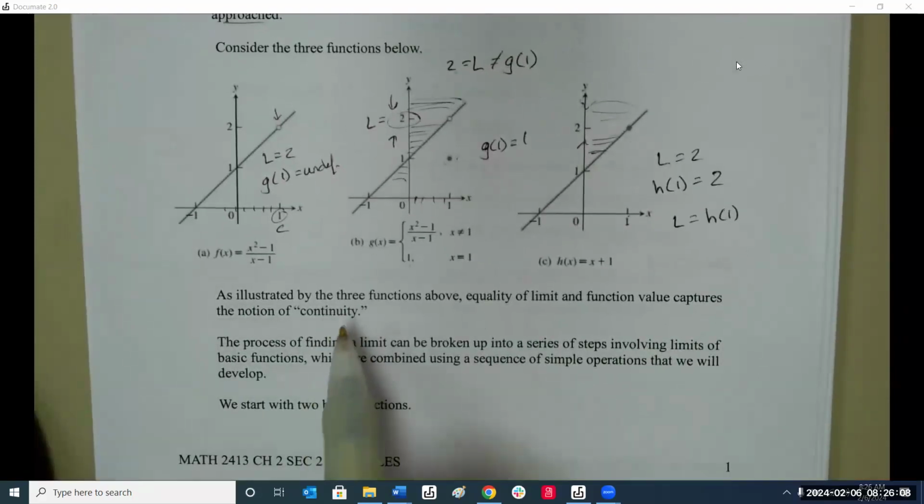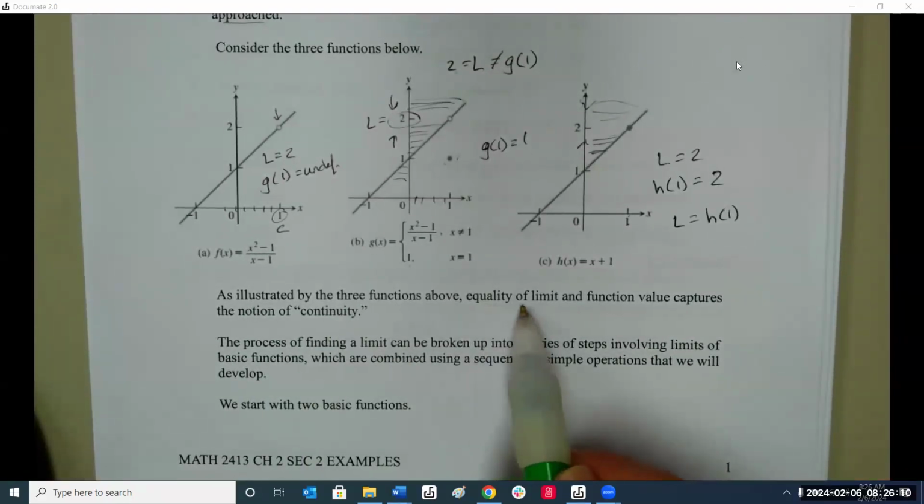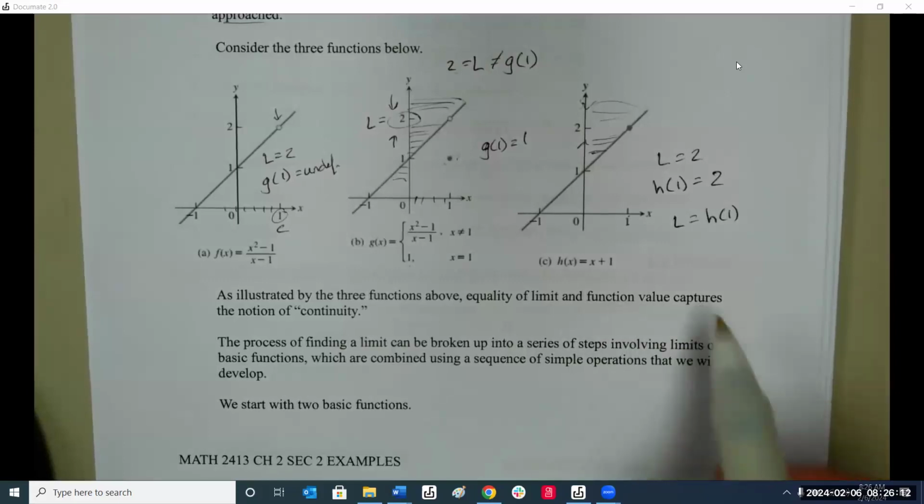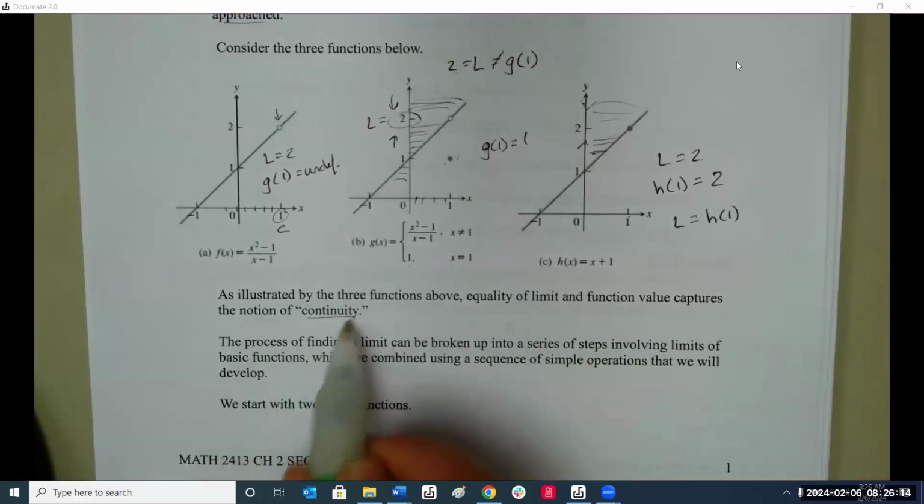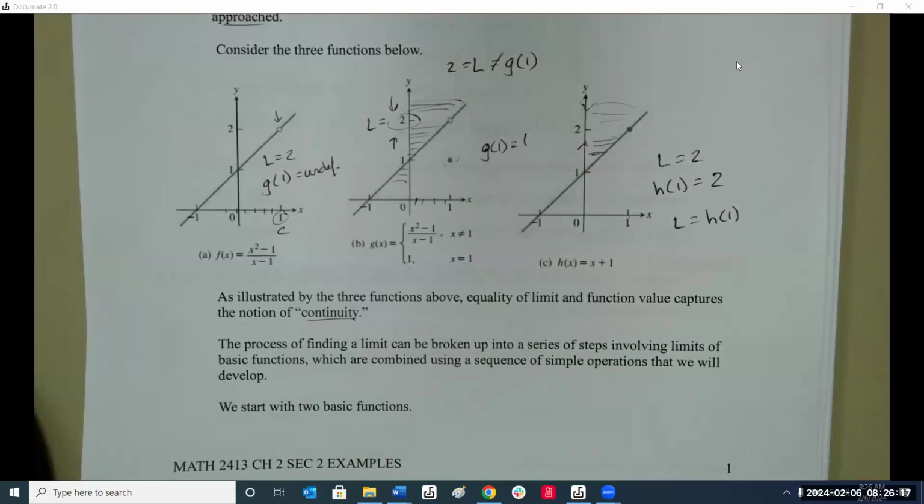As illustrated by the three functions above, equality of limit and function values captures the notion of continuity. Now we're getting close to defining the concept of continuity. If I asked you to define what is a continuous function, what would you say?